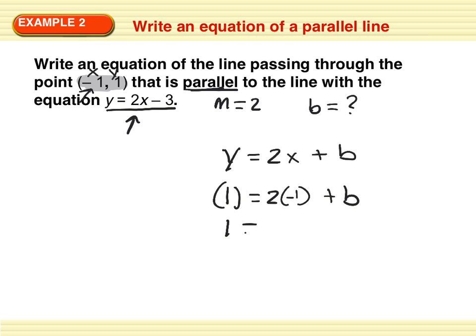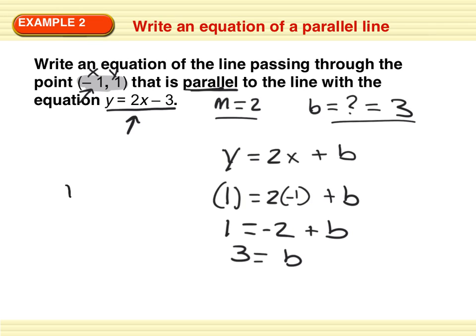So we've got 1 is equal to -2 plus b. Add 2 to both sides, and we get b is equal to 3. So we know that our b now is 3. So now we can see what's going on here. We've got y equals 2x plus 3.